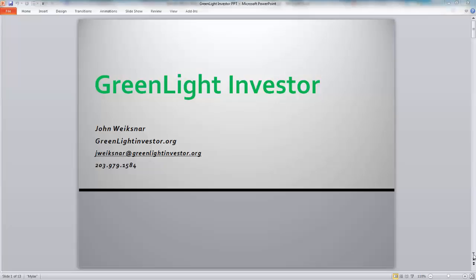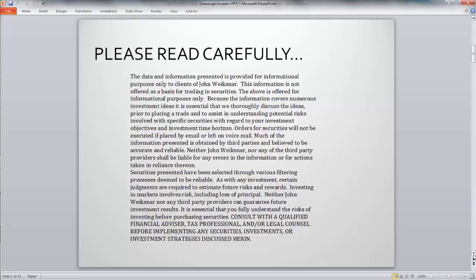Our goal at the Greenlight Investor is to provide a unique resource to help make managing your 401k both a simple and easy process. We do this with a simple worksheet that uses red, green, and yellow cells to help you decide when to buy, what to buy, and when to sell.